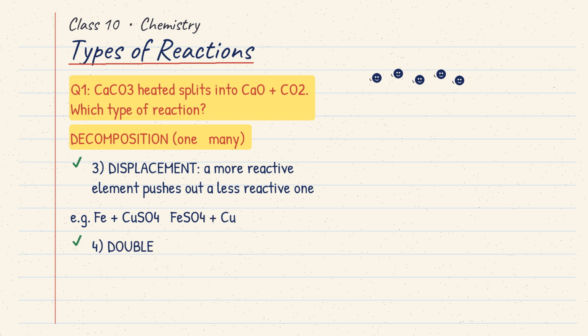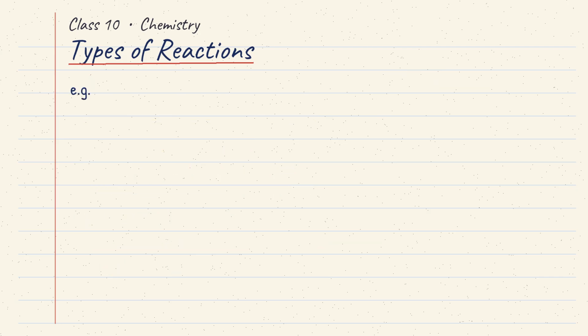Fourth, double displacement. Here two compounds exchange their ions, and often a solid precipitate forms. For example, sodium sulfate plus barium chloride gives a white precipitate of barium sulfate plus sodium chloride.